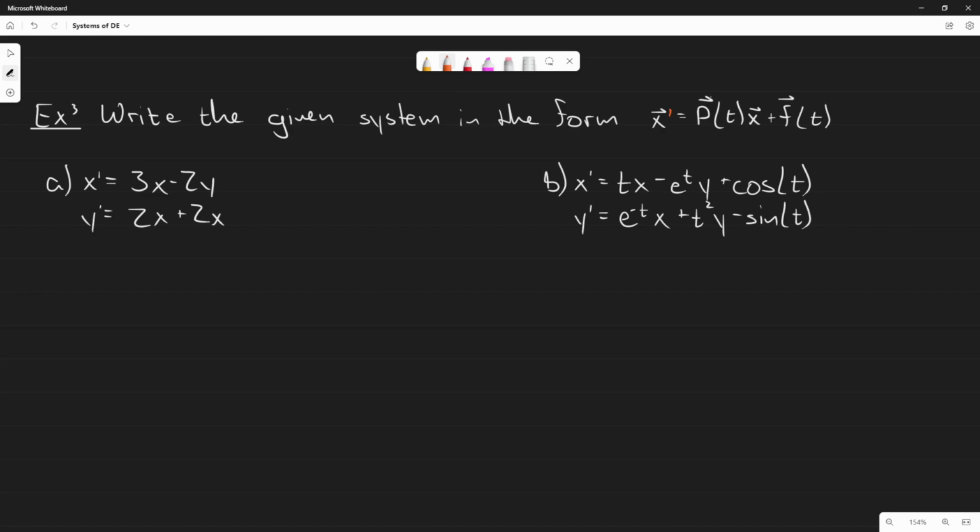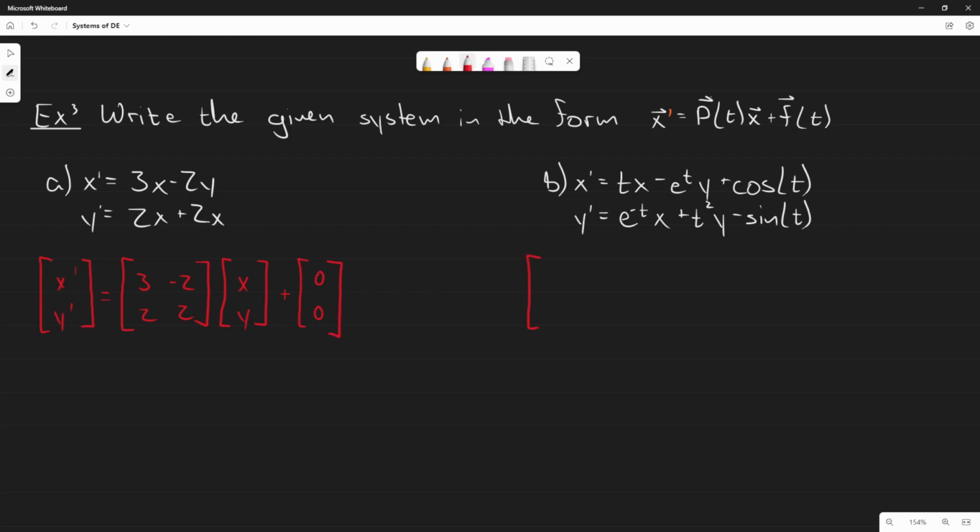So let's go ahead and get started. To put this in matrix form, it's relatively simple. This is just going to be a column vector of x prime and y prime, equaling P of t times x. So it's pretty much every constant or variable with respect to t in front of x and y. In this case, it will be 3, -2, 2, and 2 multiplied by x and y, plus f of t. Because there is no constant, this would just be 0. So that was pretty much it.